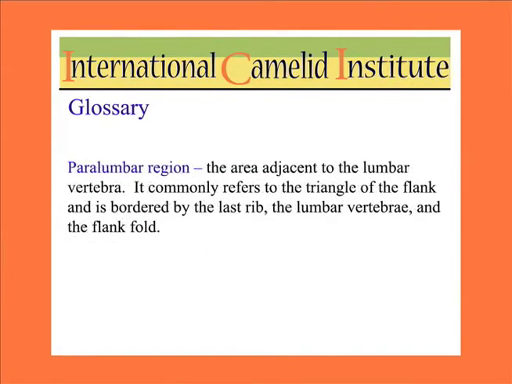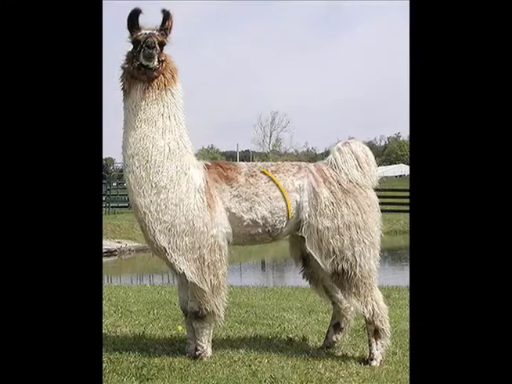The paralumbar region is the area adjacent to the lumbar vertebrae. It commonly refers to the triangle of the flank and is bordered by the last rib, the lumbar vertebrae, and the flank fold.